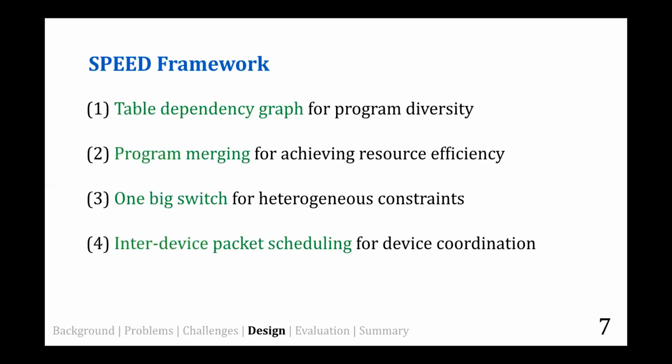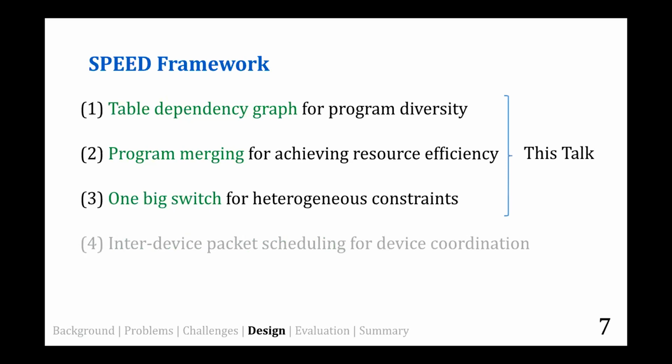In response, we propose SPEED to address these challenges. SPEED has four main functionalities. First, it converts input programs to table dependency graphs, or TDGs, for handling program diversity. Second, it merges redundant operations among different programs to achieve resource efficiency. Third, it abstracts the network as one big switch to handle heterogeneous constraints. Finally, it offers inter-device packet scheduling for device coordination. This talk will focus on the first three functions due to time limitation. For more details, please consider reading our paper.